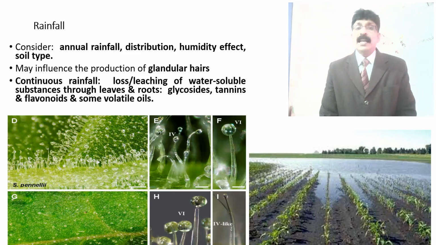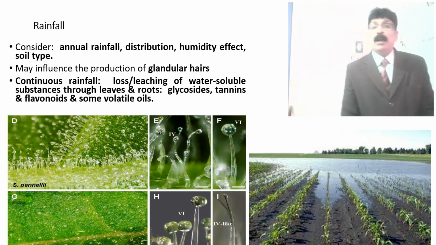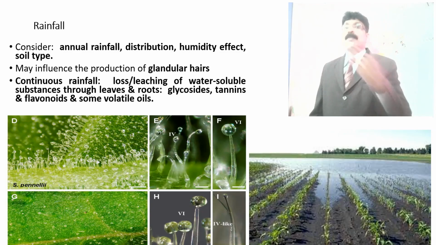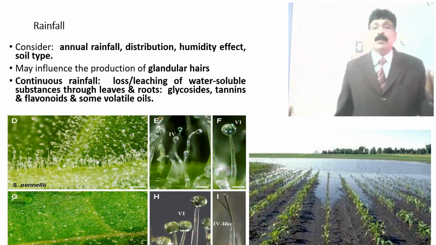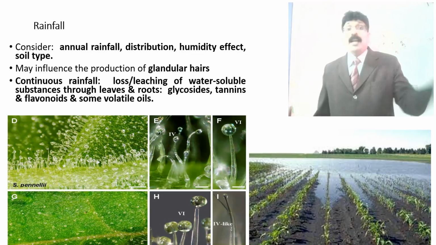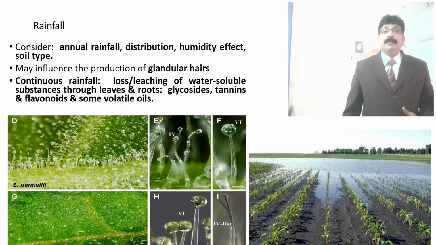Continuous rainfall causes loss, leaching of water-soluble substances through leaves and roots: glycosides, tannins, flavonoids. Some volatile oils also can be washed off. Leaching can take place.